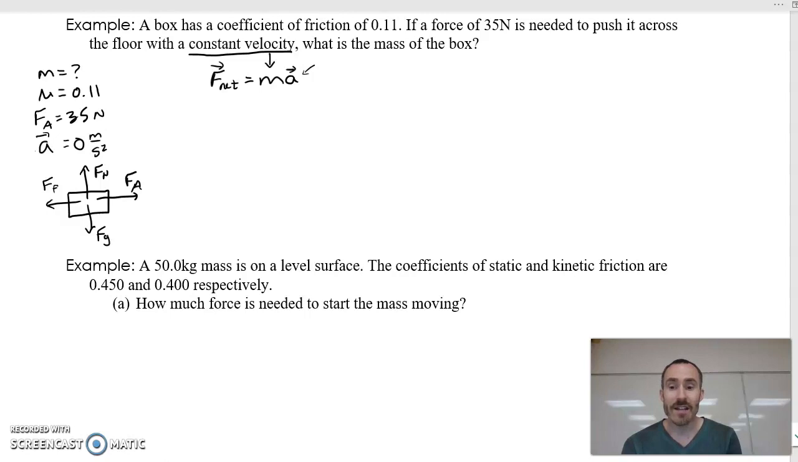So F net is the applied force minus the force of friction, and that equals ma. We know the applied force is 35 newtons, so there's no expanding to do for that little piece of the equation. But the force of friction needs to be expanded into its pieces. So Fa minus coefficient times the normal force is equal to ma.